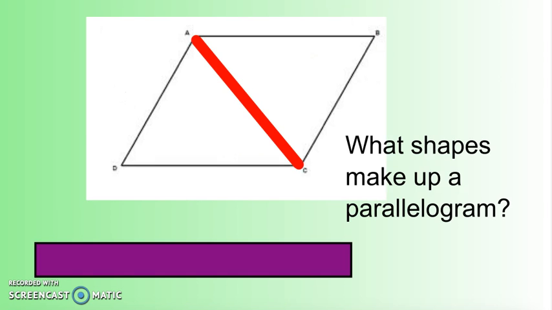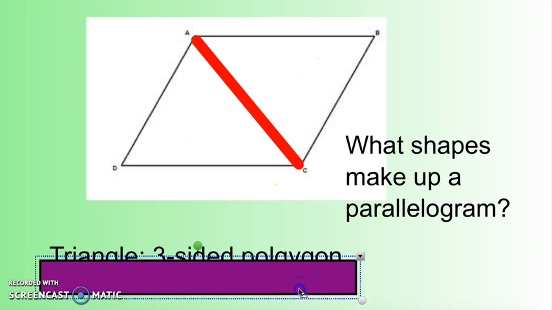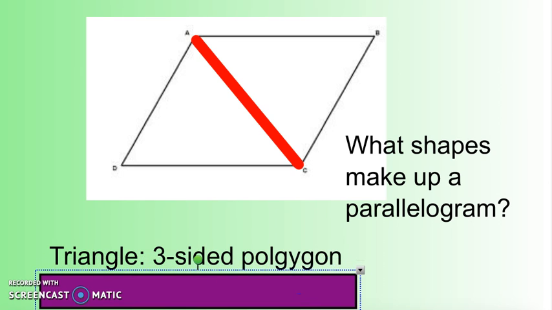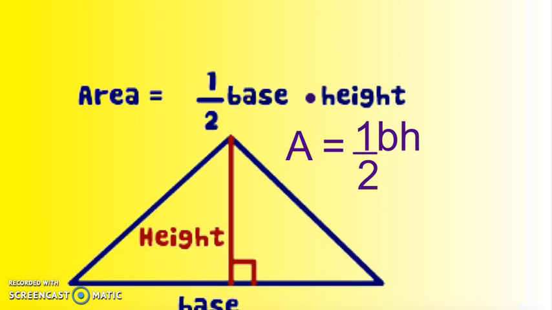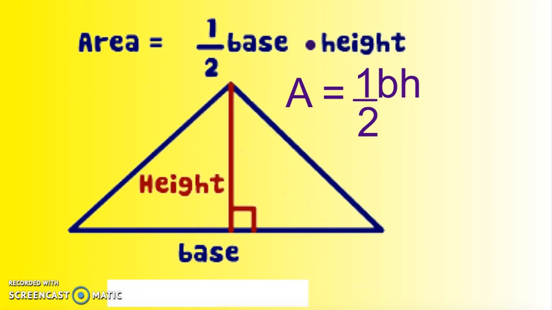Okay? Now, here's my next question. What shapes make up this parallelogram? Yeah, triangles. Nice job. And so a triangle is a three-sided polygon. And if you notice, it created two triangles, and that's going to be our next area that we're going to find. We're going to find the area of a triangle. And so you copied down this formula in your packet or in your vocabulary packet.